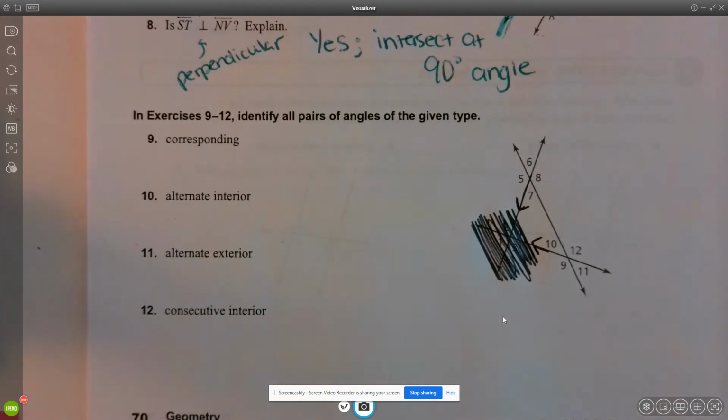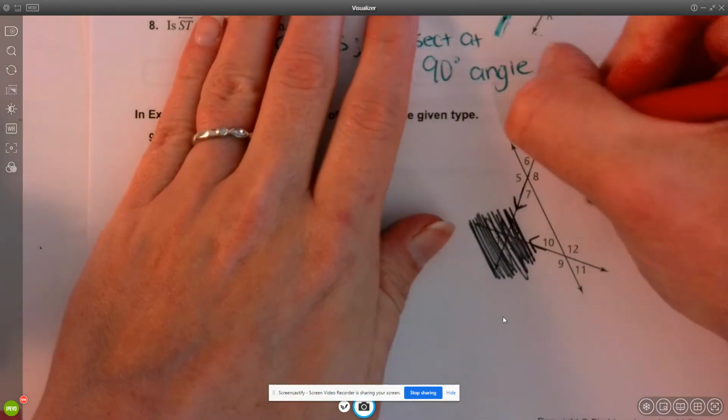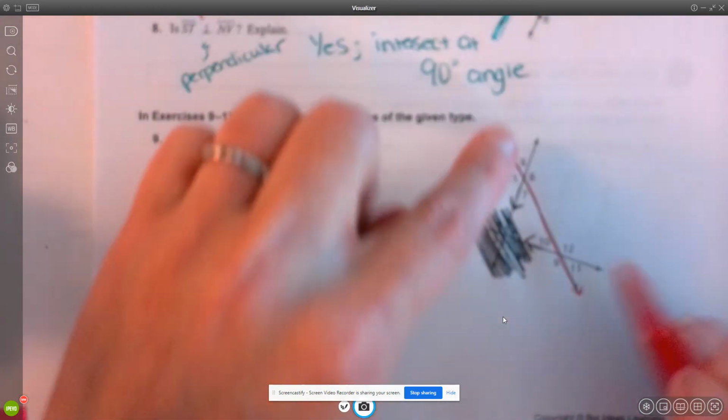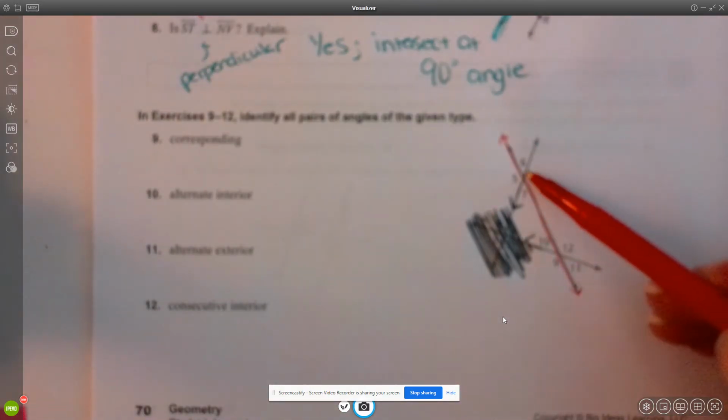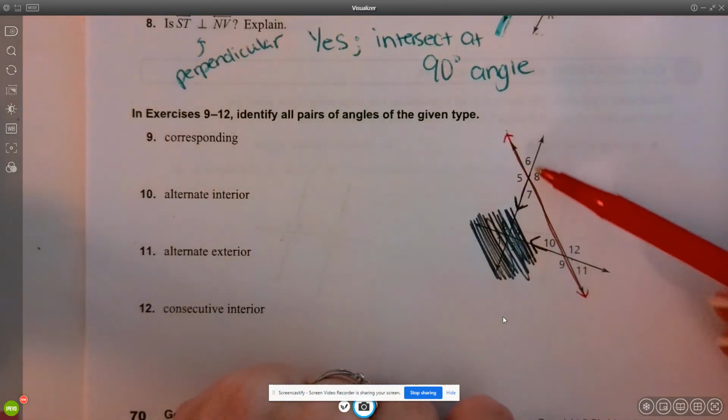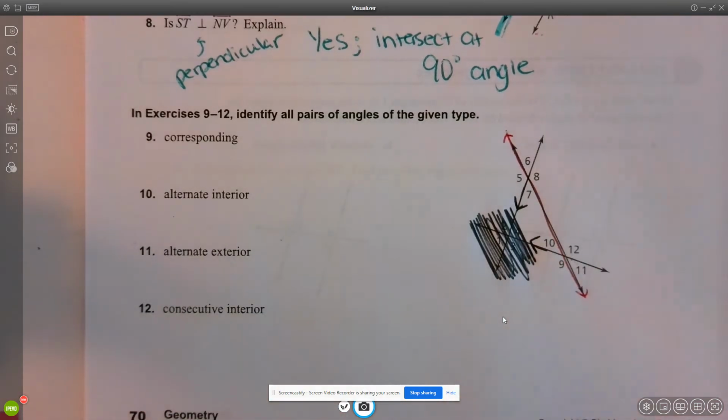Okay, so we've got our transversal right here. I'll bold it in red. This is our transversal because it's the one that's cutting through, intersecting these two line segments. I mean, not line segments, lines. And every time we have a transversal intersecting lines, we get some groups of angles that are formed. And we're going to identify some special angle pairs.